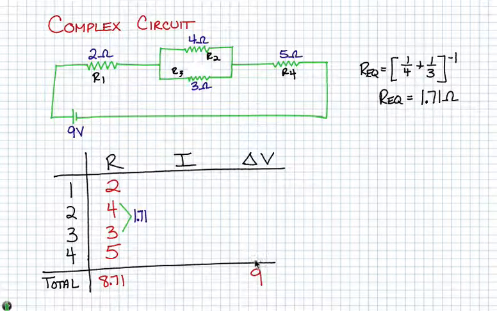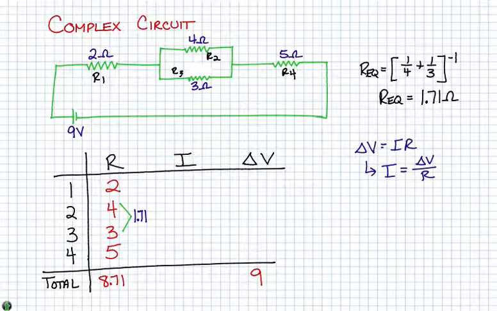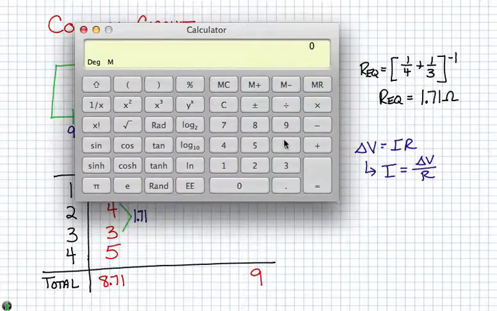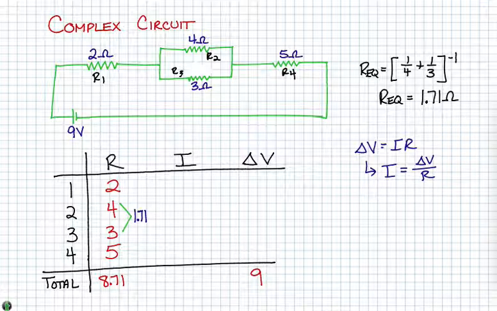If we take a look, I have my voltage, I have my resistance. Again, hopefully we're starting to see that Ohm's law will allow us to determine what the total current in this circuit is. All right, so if we rearrange, the total current is my voltage divided by my resistance. So if I take 9 divided by 8.71, I should get my total current for this circuit. 9 divided by 8.71 gives me 1.03, I will round that to. So my total current is going to be 1.03 amps.